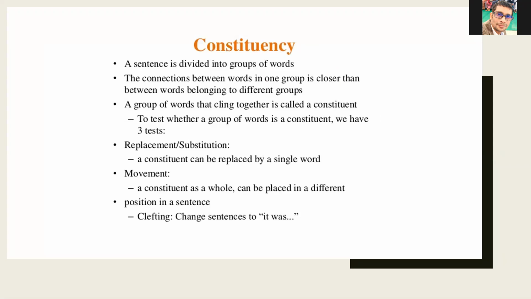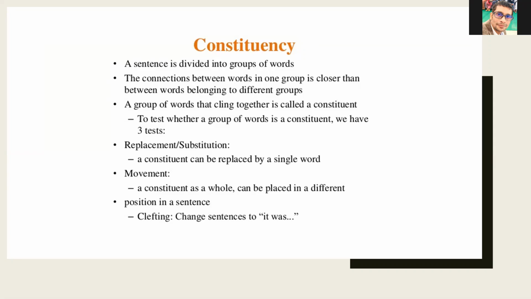Constituency. Actually, a sentence is divided into groups of words. The connections between words in one group are closer than between words belonging to different groups. A group of words that cling together is called a constituent. To test whether a group of words is a constituent, we have three tests. First one, replacement or substitution. That is, a constituent can be replaced by a single word.